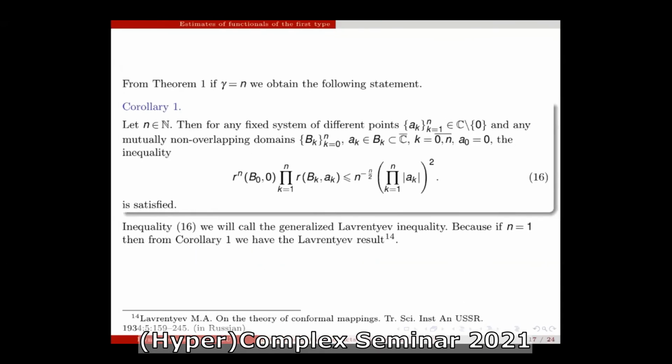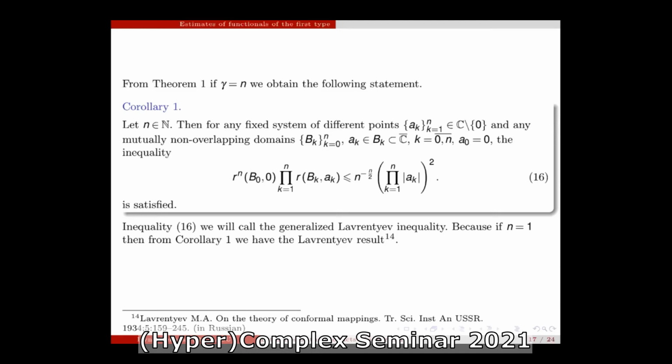Also from Theorem 1, if gamma equals 1, we obtain the following statement. Corollary 1. For any fixed system of different points of the complex plane and any mutually non-overlapping domains, the inequality R(B_0, 0)^n product for k from 1 to n of R(B_k, a_k) is less than or equal to n^(-n/2) product for k from 1 to n of modulus a_k squared is satisfied.